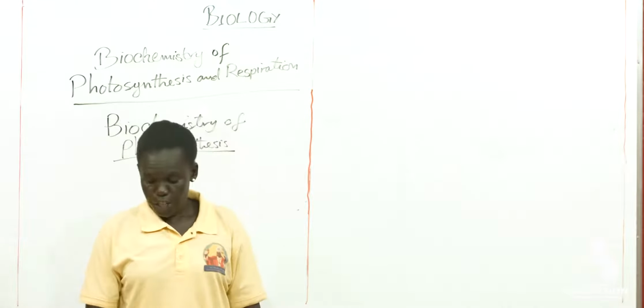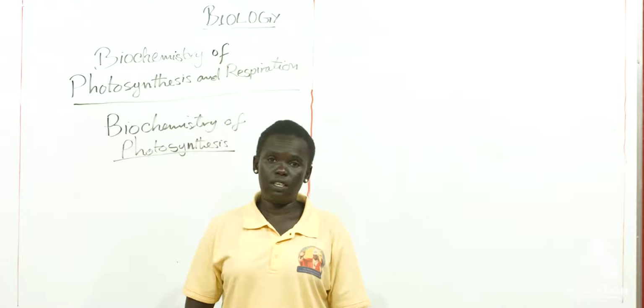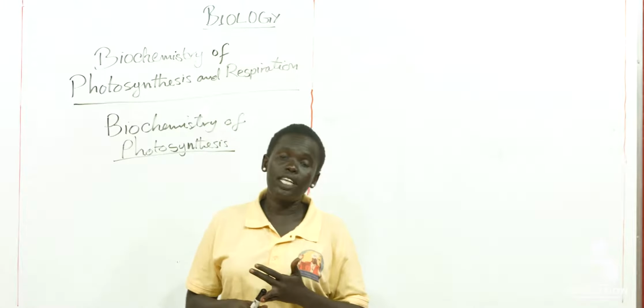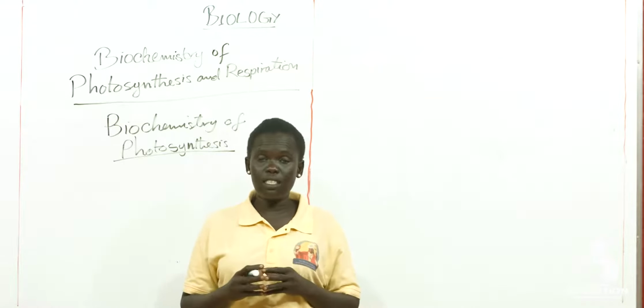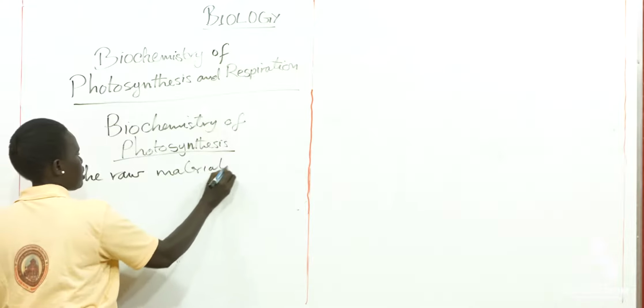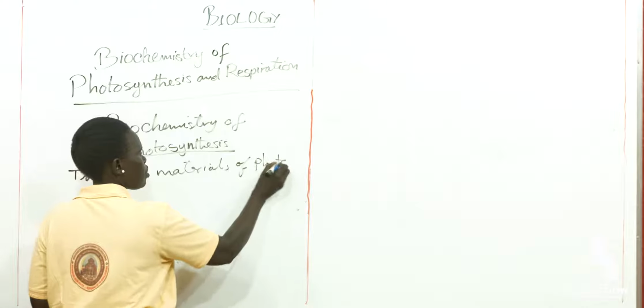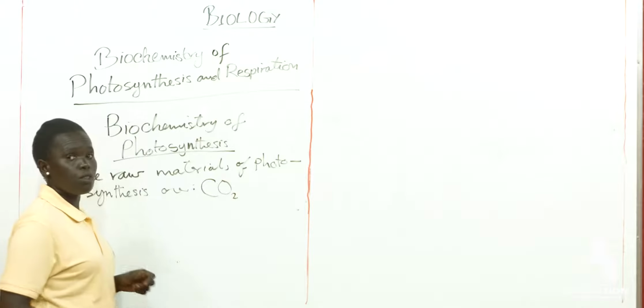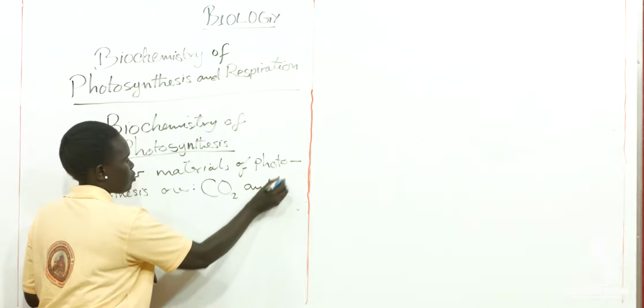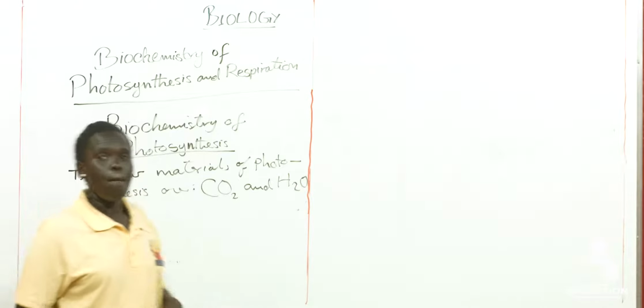Yes, we know the raw materials of photosynthesis are two: carbon dioxide and water, which are the reactants. If you are writing the chemical equation of photosynthesis, we have reactants and products. So the reactants are known as raw material. The raw materials of photosynthesis are carbon dioxide and water. This is the raw material.